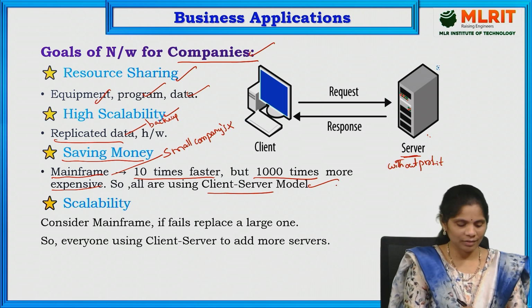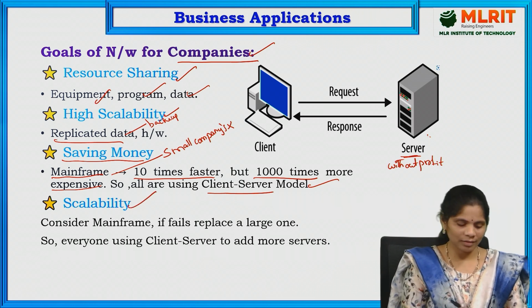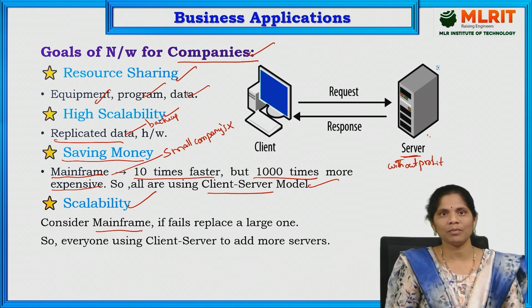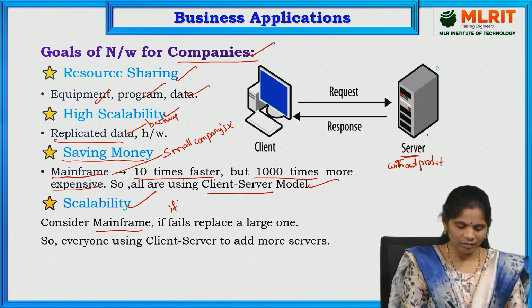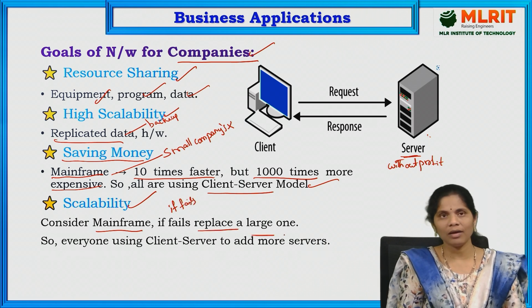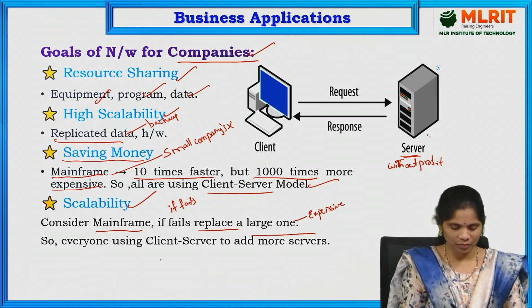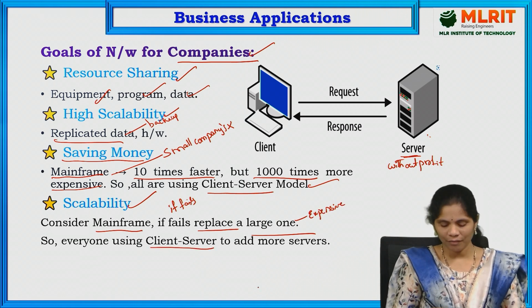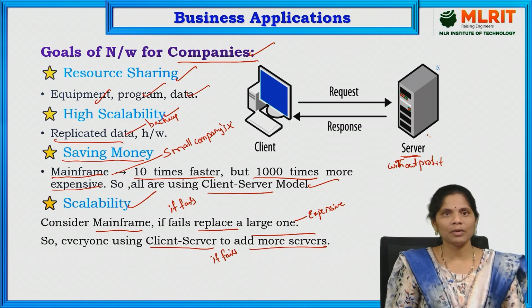And the next one is scalability also. Consider the same example if we use mainframe systems. If the total server fails, we have to replace it with a larger one. That may be expensive also. While coming to client and server, if it fails, we can easily add one more server. That is nothing but client and server.